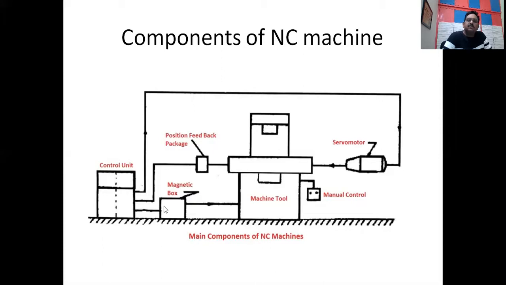And also we have a magnetic box. We can operate the spindle speed and some direct operations without the program of instructions; that we can perform directly. So the machine controller will be there. So these are the main components of an NC machine.